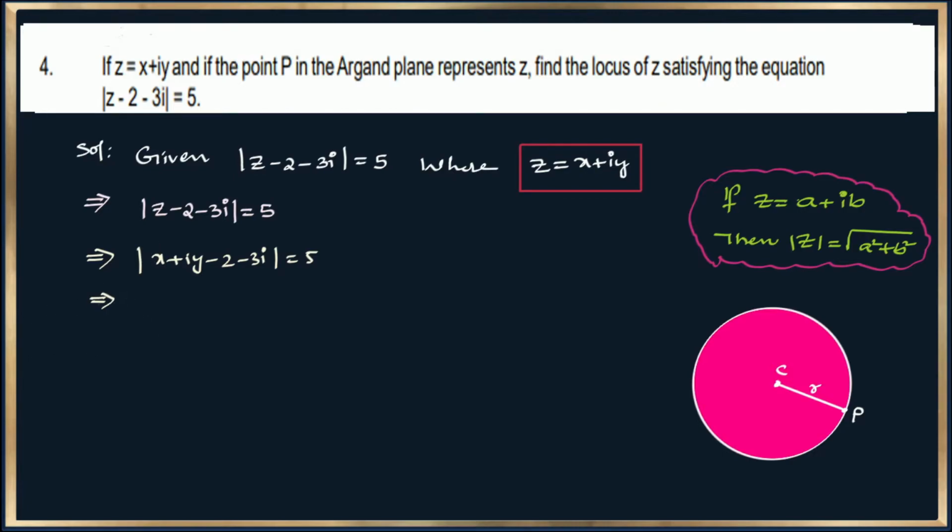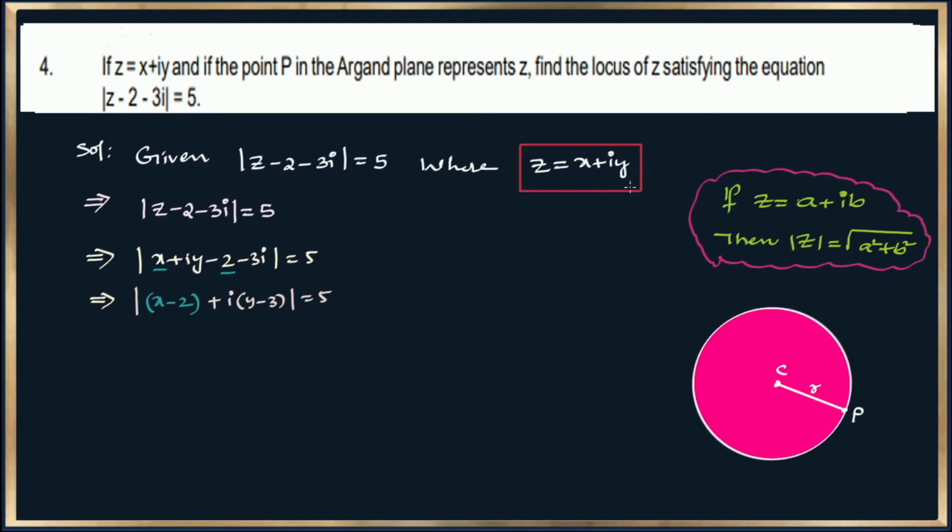First I am writing the real terms. What are the real terms here? x and minus 2 are the real terms, so I am writing x minus 2. Now what are the imaginary terms? The terms which contain i are called imaginary terms. The coefficients of i are the imaginary parts. So if you take i common, y minus 3, equals 5. So here mod is there.